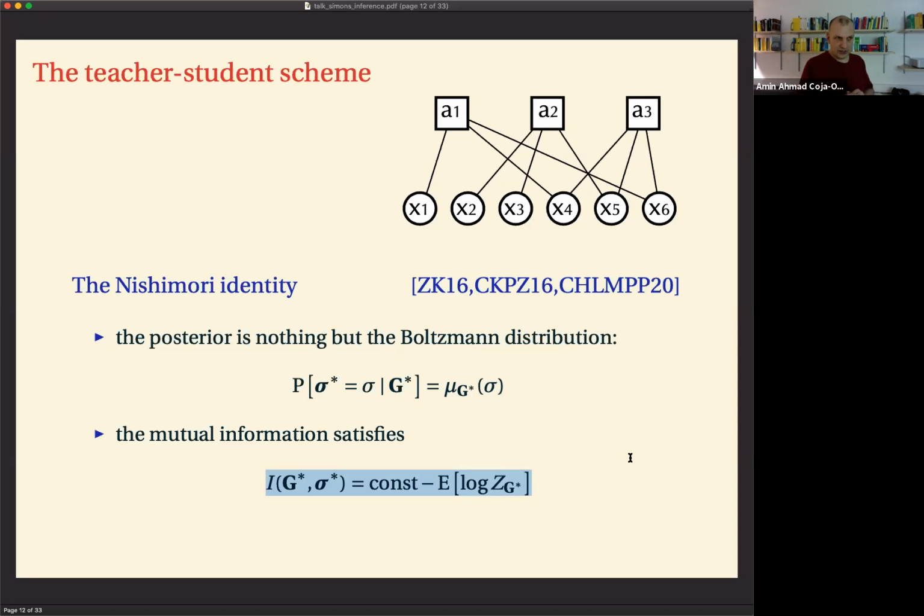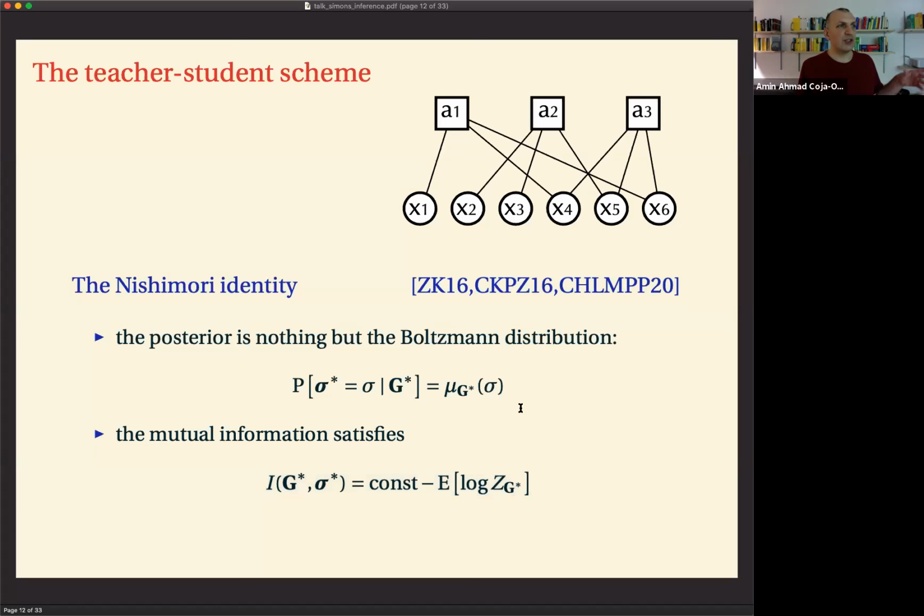And this quantity is up to a constant related to the expectation of the logarithm of the partition function. So the amount of data that we can learn about the ground truth is effectively encoded in the partition function in these models.